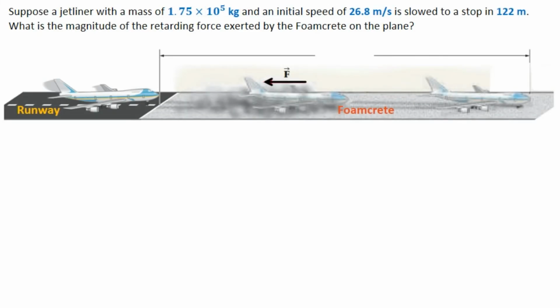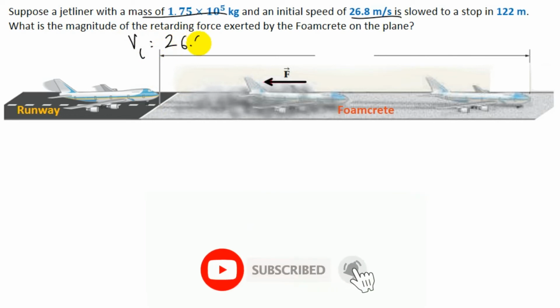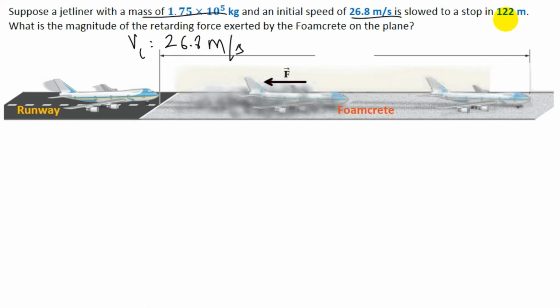So this is an example, and it says that we have a jetliner with a mass of 1.75 times 10 to the power 5 kgs and an initial speed of 26.8 meter per second. So here the jetliner has an initial speed of 26.8 meter per second, and it is stopped within a distance of 122 meters. So this delta x we have 122 meters, and here the final velocity becomes zero. Now we need to find the magnitude of the retarding force exerted by the Foamcrete on the plane. Okay, so first we're going to find the acceleration, and then we're going to apply Newton's second law to find the retarding force.